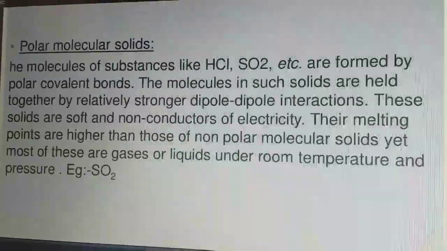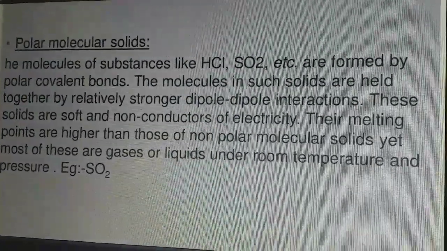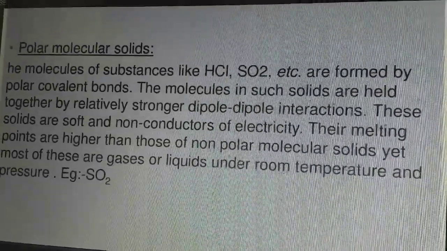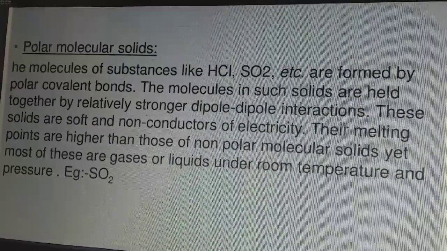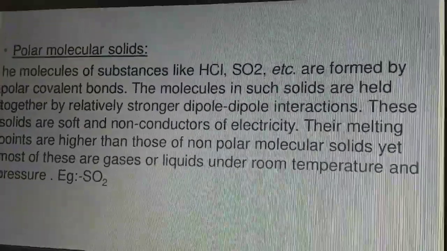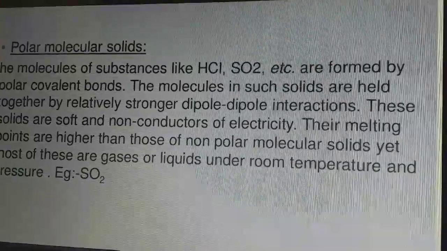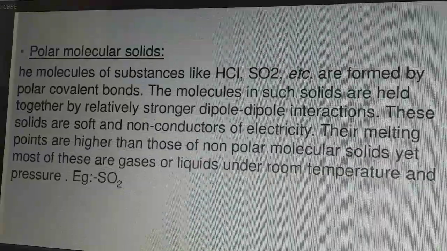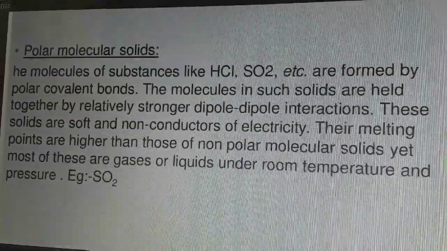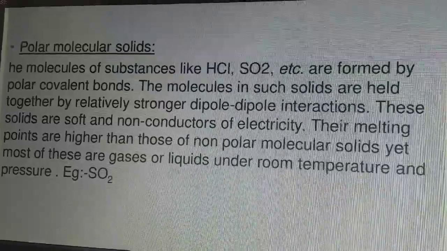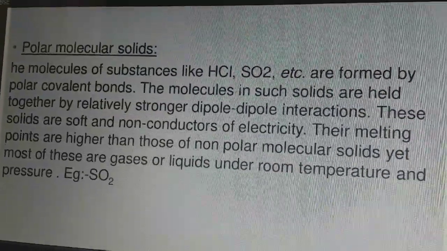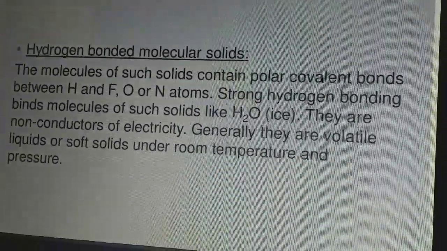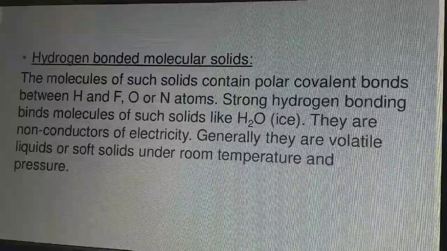Coming to polar molecular solids, molecules like HCl and SO2 are formed by polar covalent bonds. The molecules in such solids are held together by relatively strong dipole-dipole interactions, and these solids are very soft and non-conductors of electricity. Their melting points are higher than those of non-polar molecular solids, yet most of these are gases or liquids at room temperature and pressure. An example is sulfur dioxide. The third type is hydrogen bonded molecular solids.